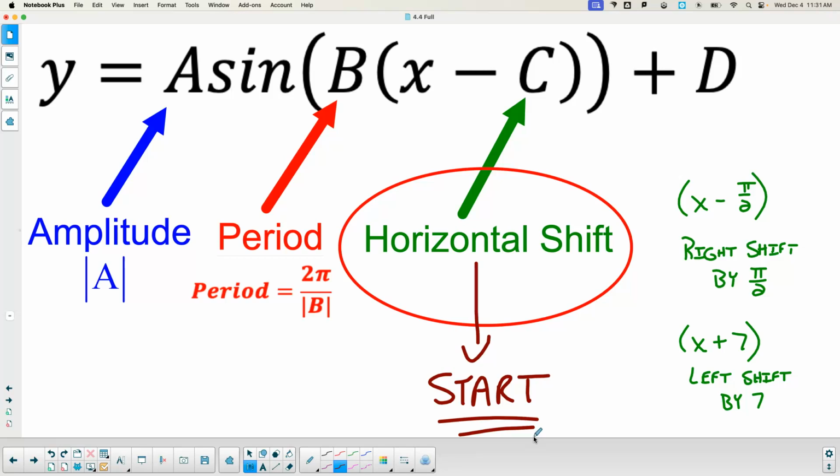Okay. So A still is that vertical stretch. B still is that horizontal stretch. C now takes our starting spot and moves it horizontally.